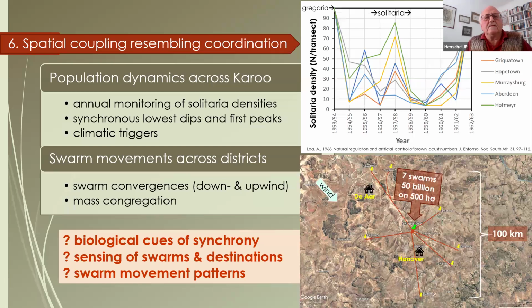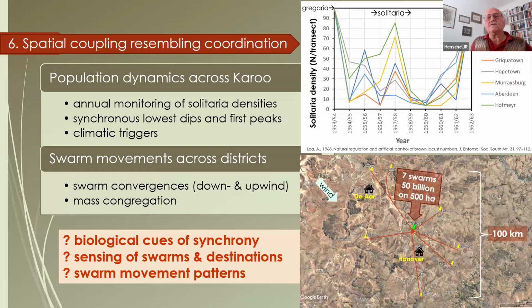Interesting is also, and these are just a few observations scientists have made, that there seems to be spatial coupling. Lee, in 8 years of field work, did regular monitoring. He did censuses of these solitaria densities at sites that are 600 kilometers apart. So these are quite different rainfall regimes across the Karoo, eastern and western. And he found that 3 years before an outbreak, all regions dipped to an all-time low at the same time, and after that steadily increased.